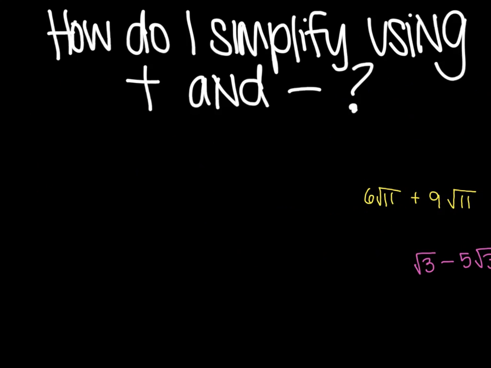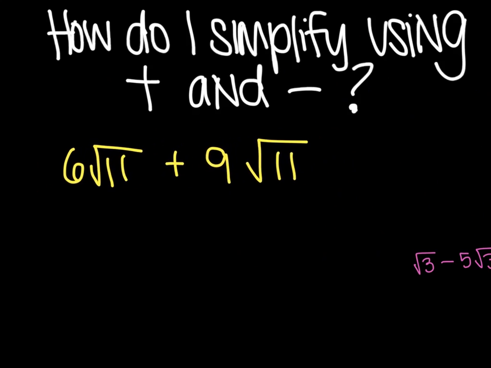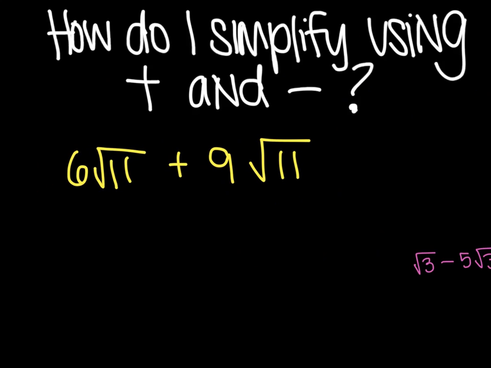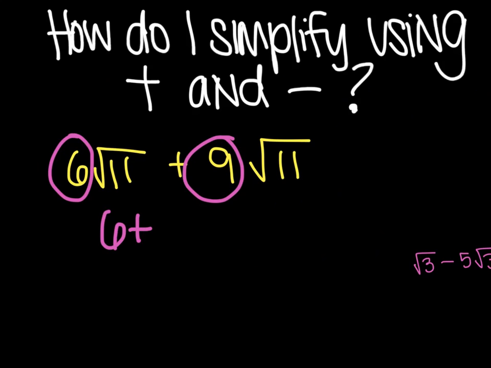How do I simplify using adding and subtracting? This one's pretty straightforward. What you'll want to do is keep everything on the inside and everything on the outside. So when we have 6 square root of 11 plus 9 square root of 11, you're actually just going to take what's on the outside and add those together. So the operation doesn't change. This will become 6 plus 9, and then on the inside you have the square root of 11.